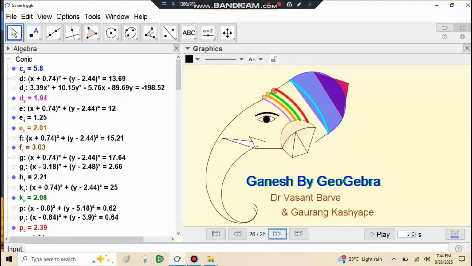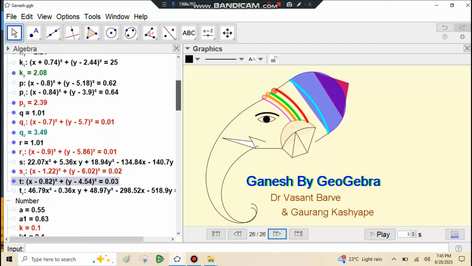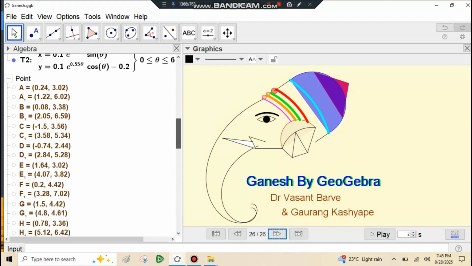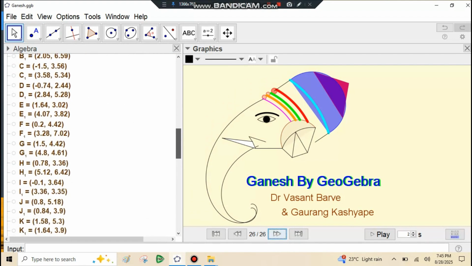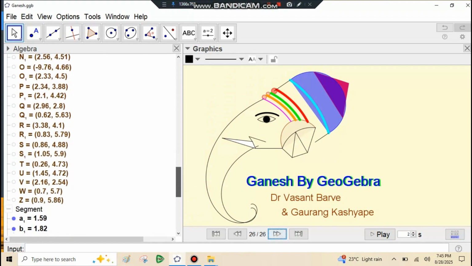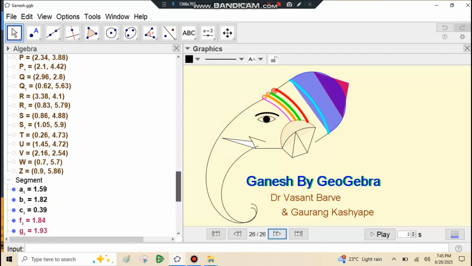So please note that for each of these I have provided the equation for that. So I will move this so that it should be possible for you to see all the equations. You can take a screenshot and store it. In fact, I am going to provide you with the GeoGebra file also. So a huge amount of data is required to make this particular picture.